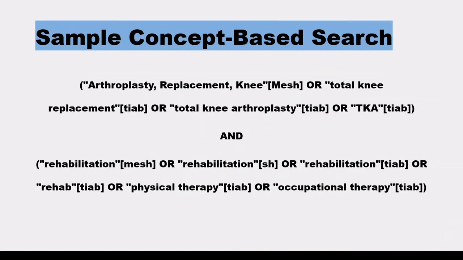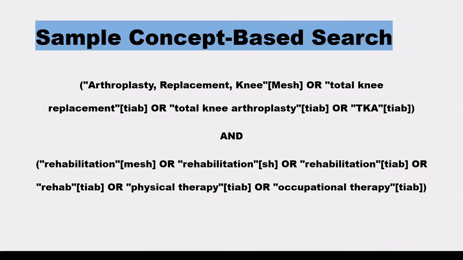Notice that I have used MeSH terms for arthroplasty, replacement, knee, and rehabilitation. I have used additional keywords that describe each concept. I have put the phrases in quotes, used field tags for title and abstract searching, which is TI, AB, and I have nested each concept in parentheses. Finally, I used AND OR properly.